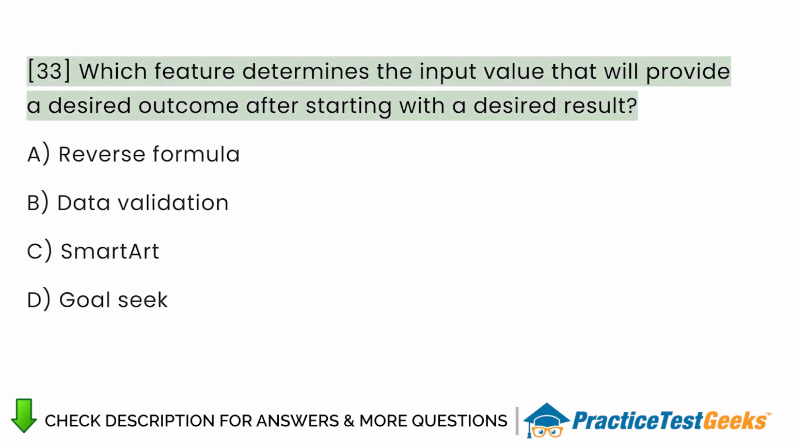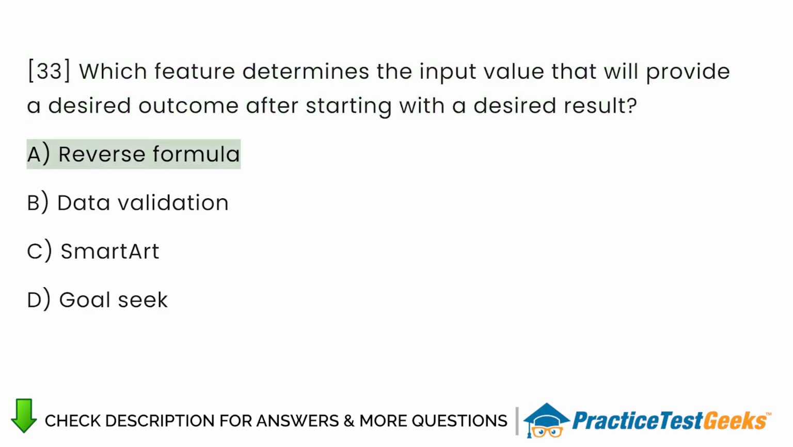Which feature determines the input value that will provide a desired outcome after starting with a desired result? A. Reverse formula. B. Data validation. C. SmartArt. D. Goal seek.